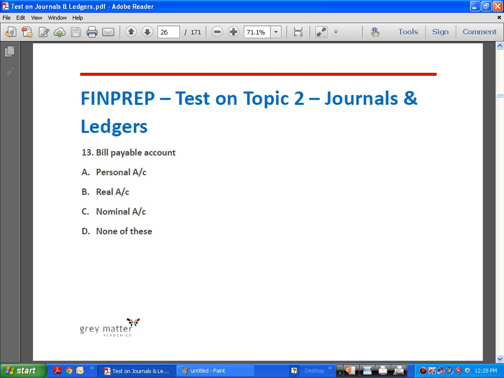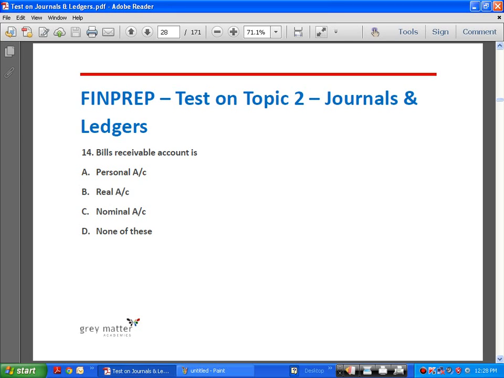Bills payable account. Bills payable is nothing but, suppose X purchases goods on credit from Y, then X might accept a bill for 1000 rupees which is payable after 3 months. So this bill payable is a liability to X, and this bills payable account represents Y to whom money is payable by X. Hence, it is a personal account.